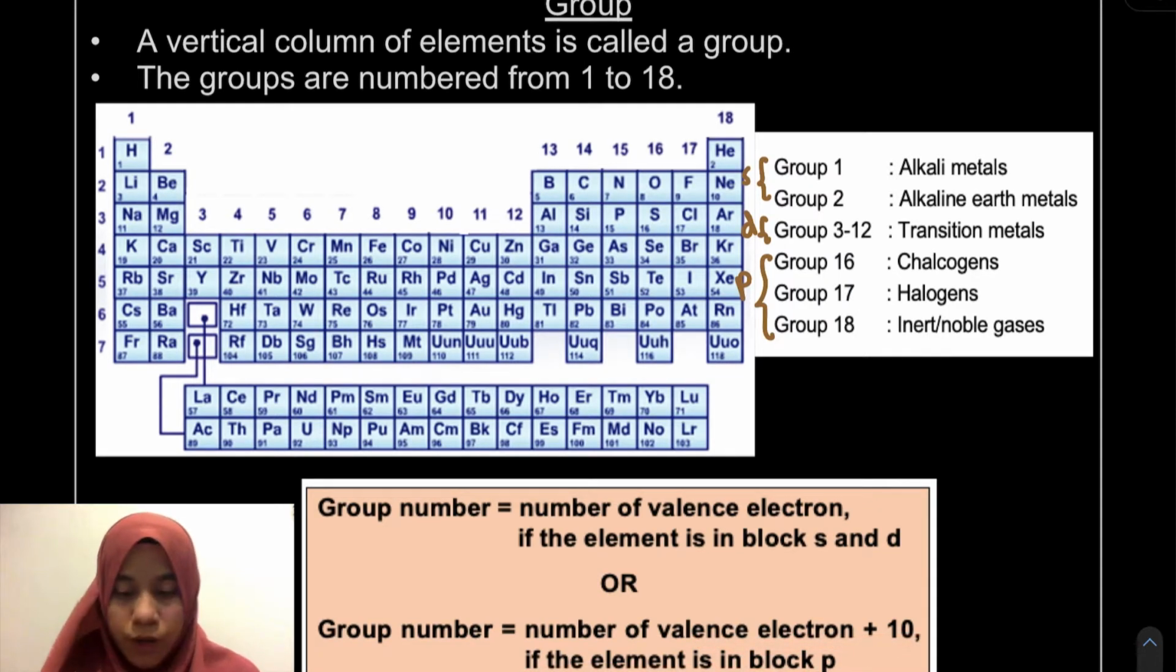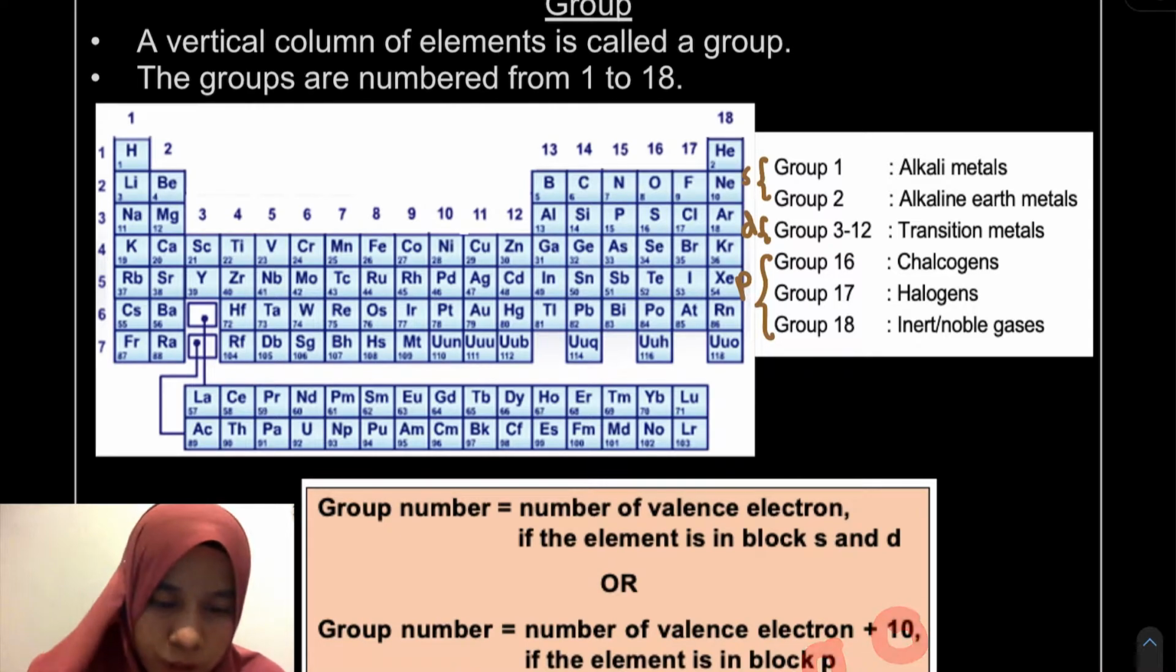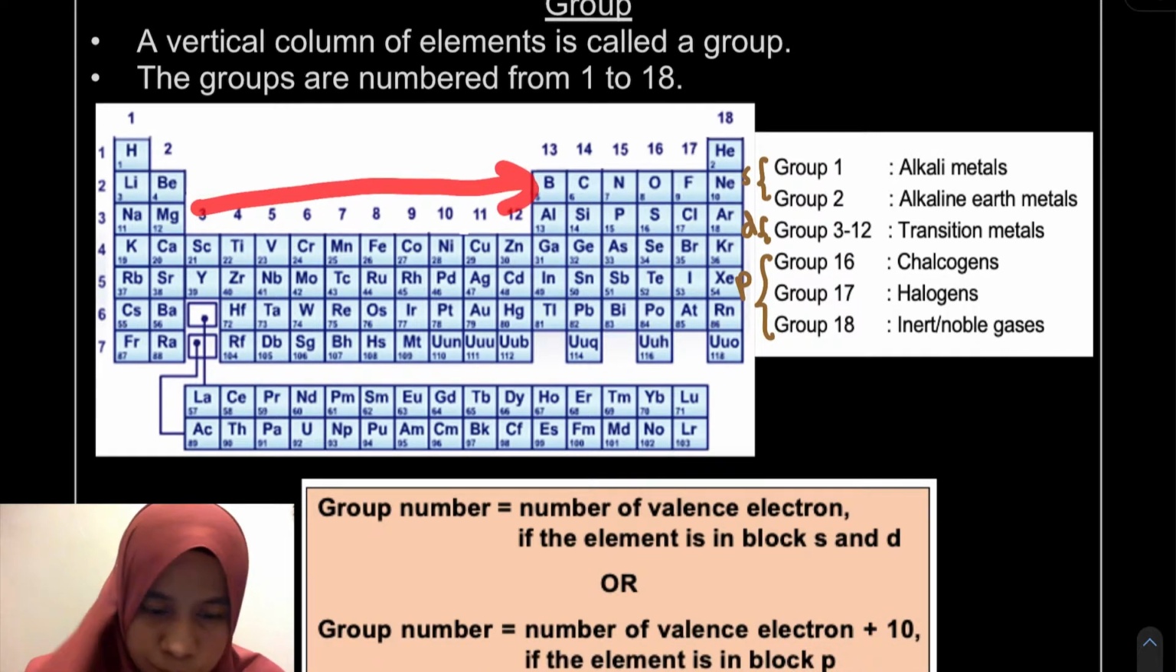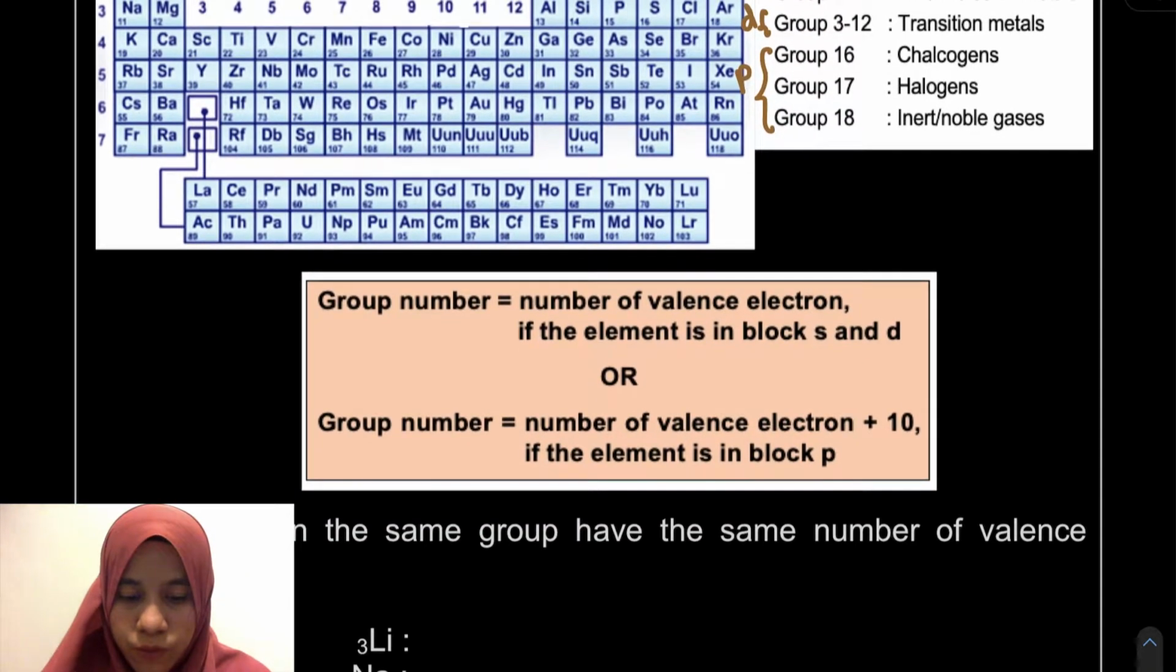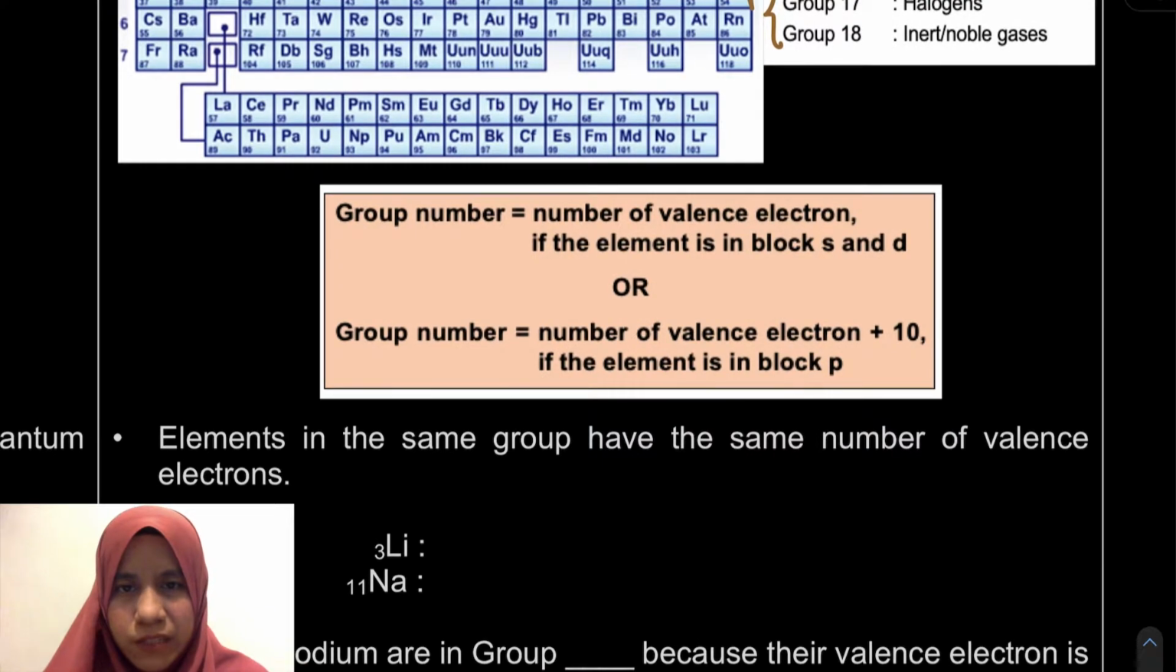Okay, so if it's P block, you have to add 10. Why? Because here there are 10 groups. Okay, so that's why we're going to add 10. Okay, why do I mention that we have to add 10? Let's look at the example. But first, let's look here.